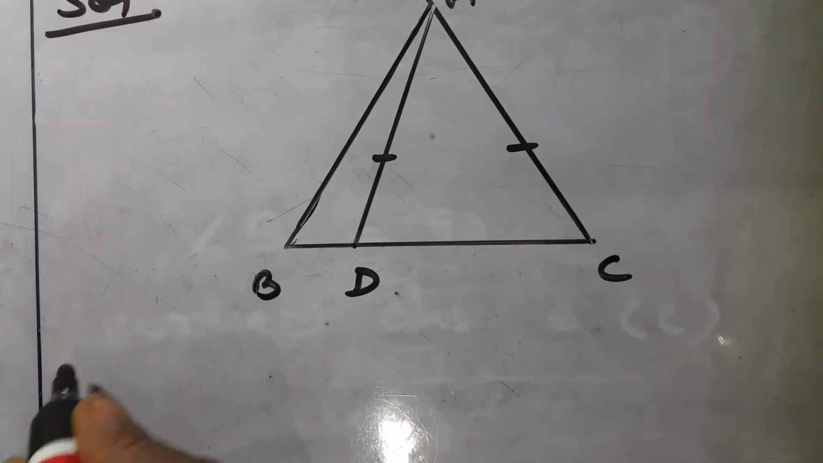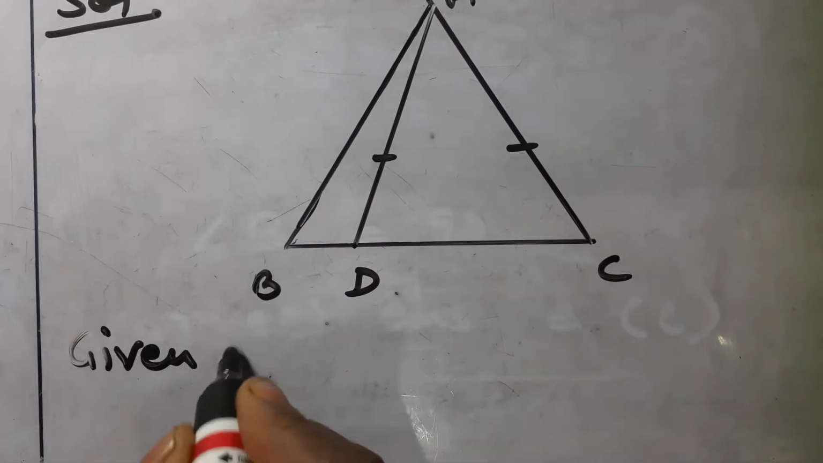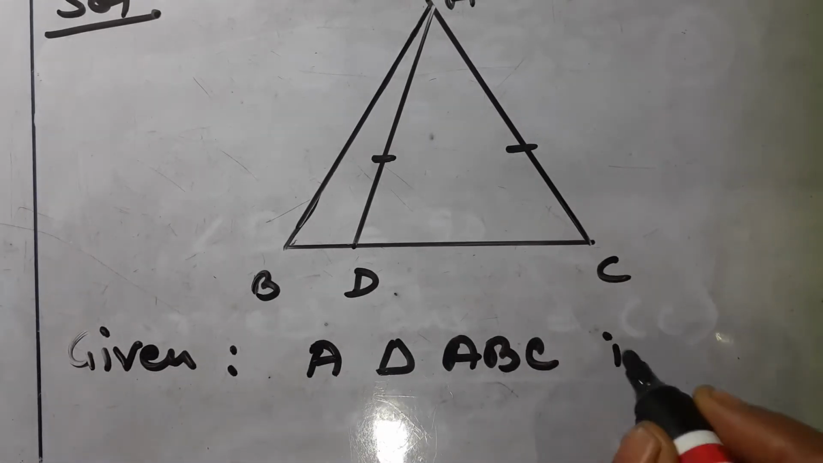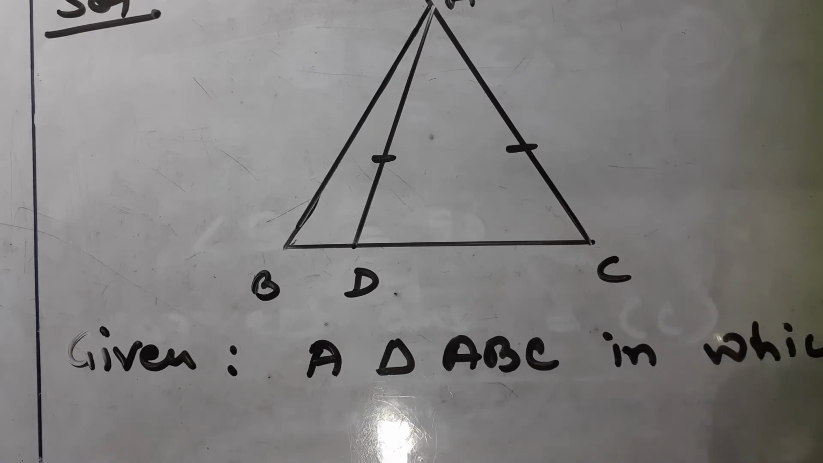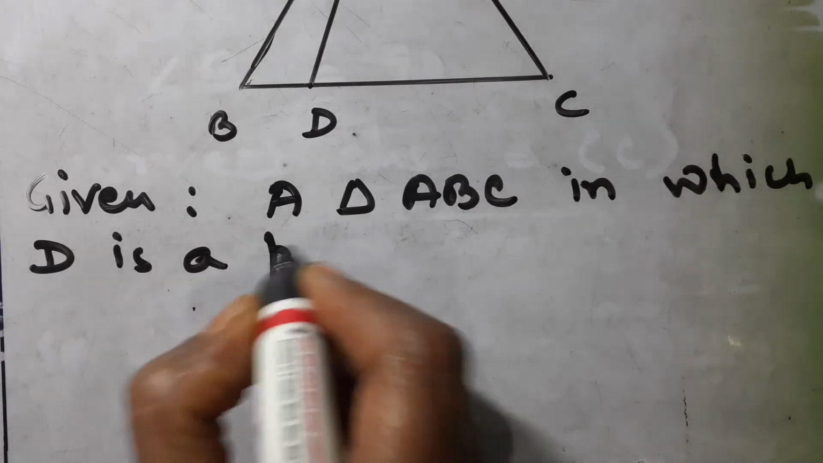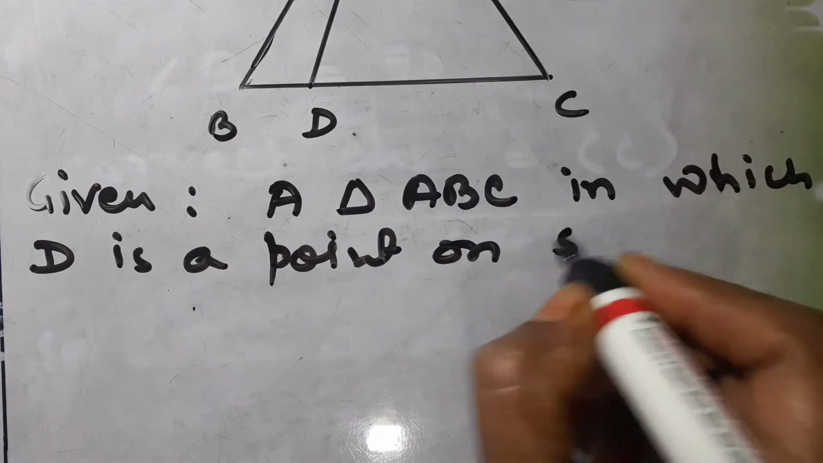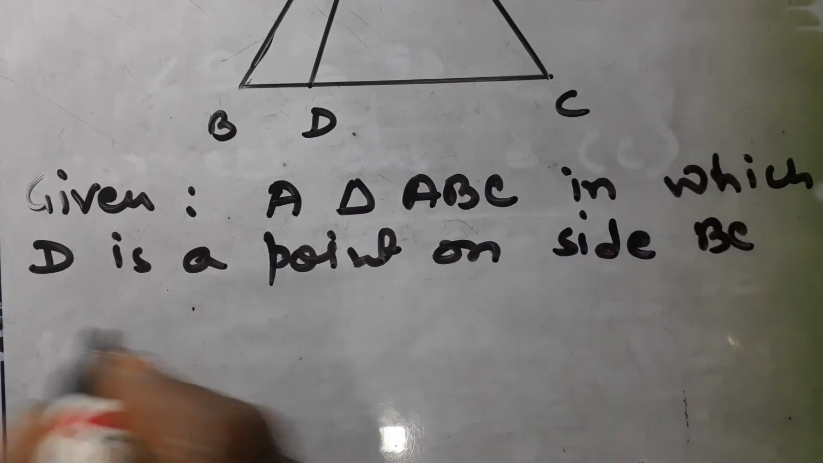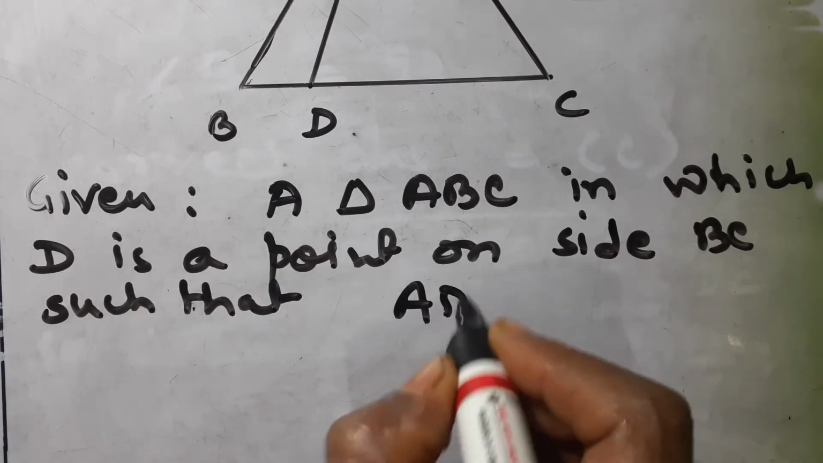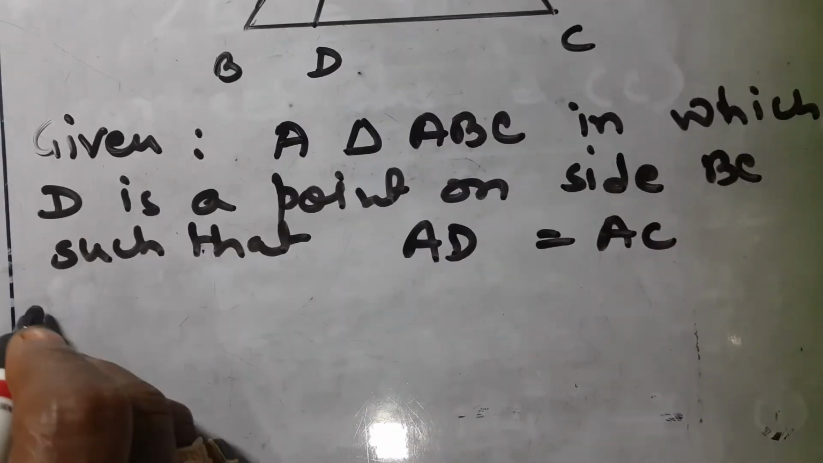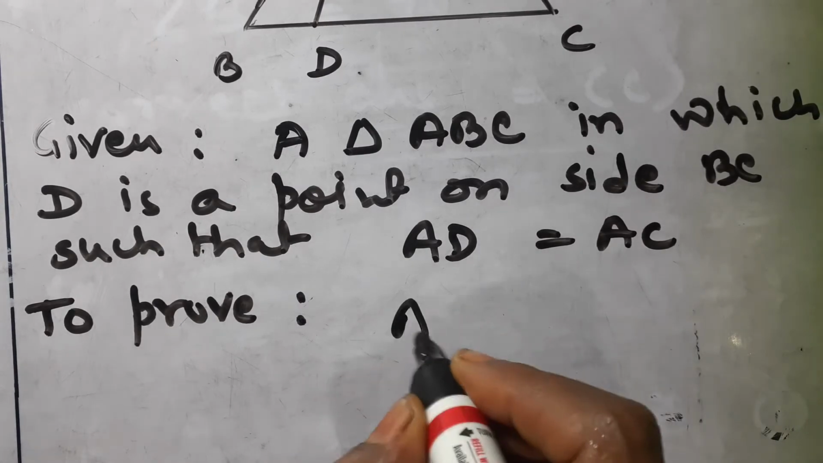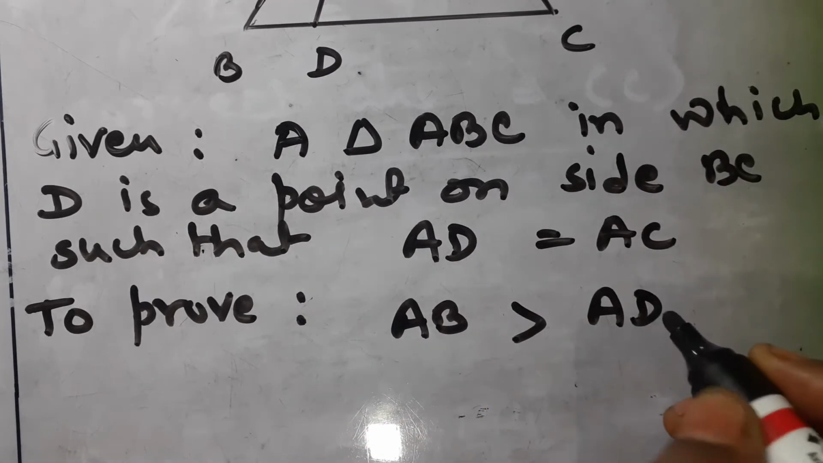So, given a triangle ABC in which D is a point on side BC such that AD is equal to AC. To prove: AB is greater than AD.